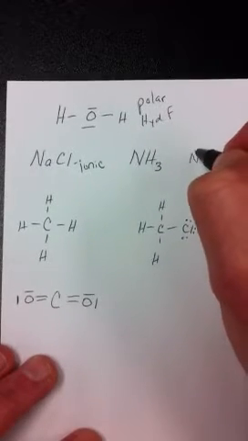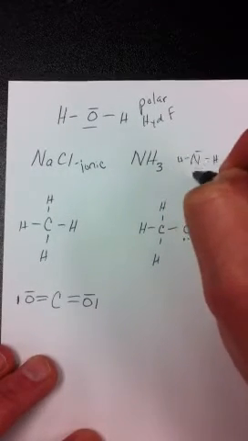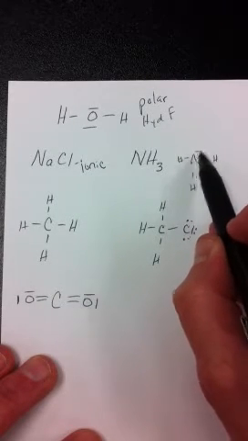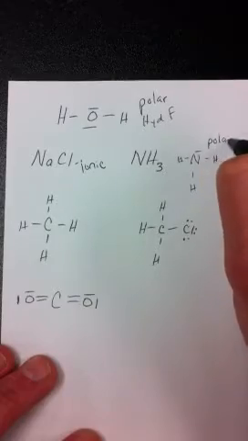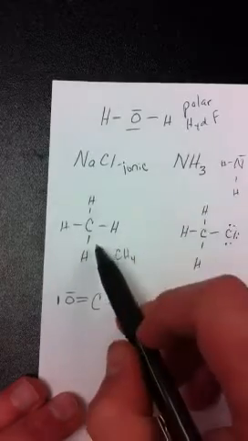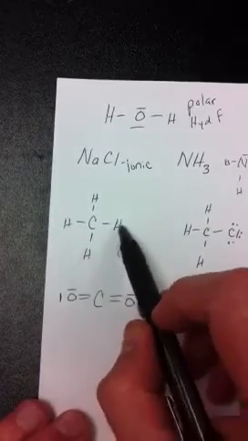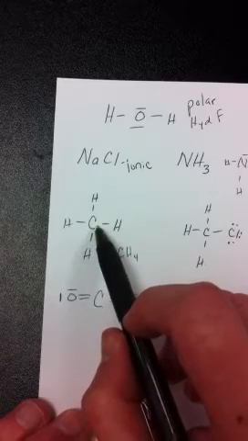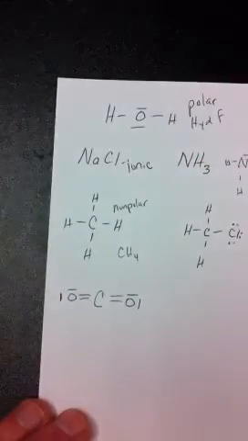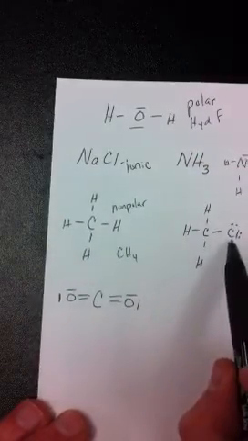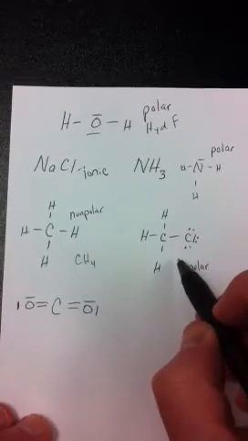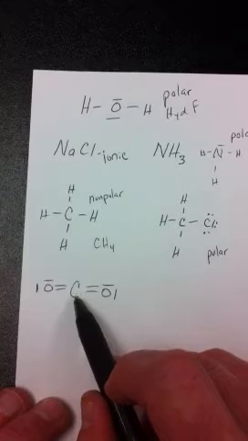NH3, you would have to draw the Lewis structure, and it's going to look like this. Now, although all of the outside atoms are the same, you have lone electrons on the middle atom, so that makes this compound polar. CH4, you draw the Lewis structure, it looks like this. All of the outside atoms are the same. There are no lone electrons on the middle, so this one is non-polar. If we replace one of the hydrogen atoms with a chlorine atom, this becomes polar because the outside atoms are not all alike.